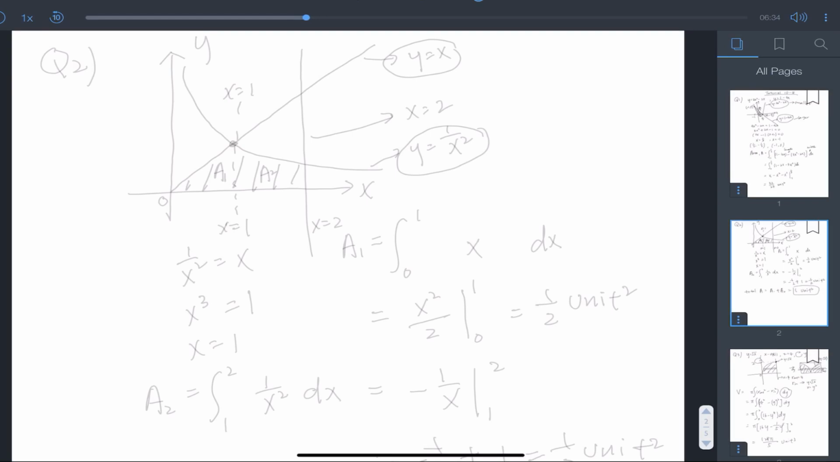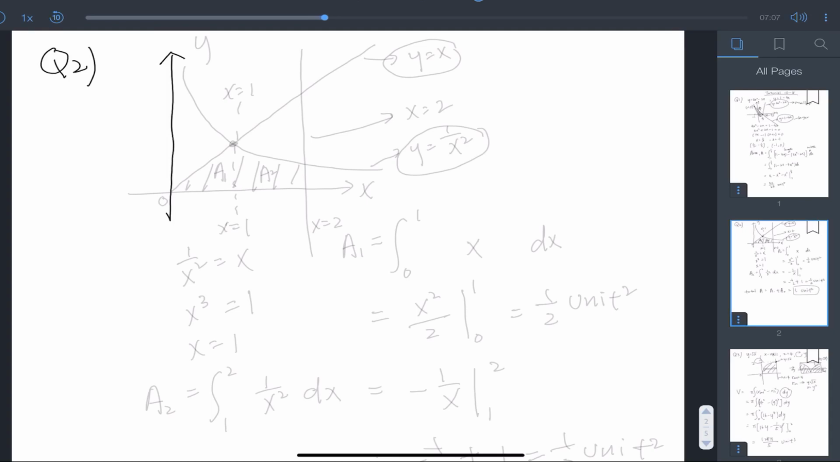Now we continue with question 2. Question 2 is asking us to find the area of the region in the first quadrant bounded by the line y equals x, the line x equals 2, the curve y equals 1 over x squared, and the x-axis. So let's plot the graph first.